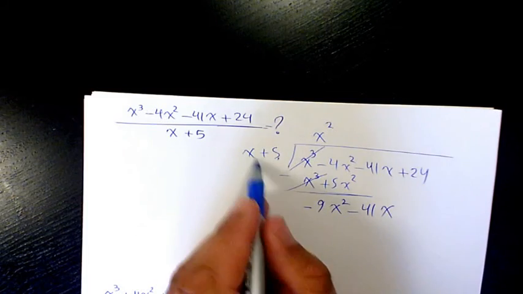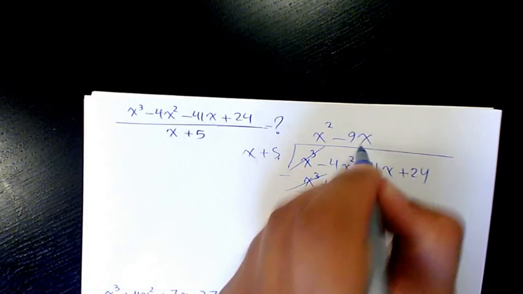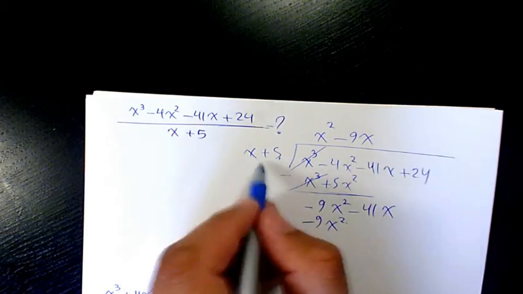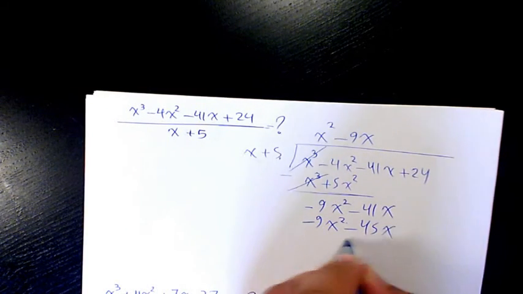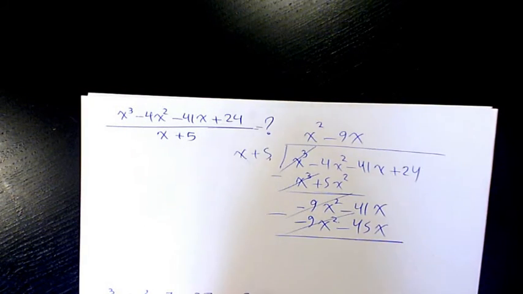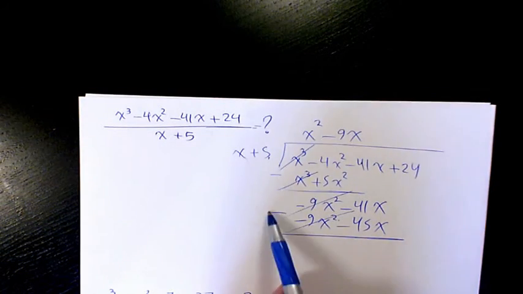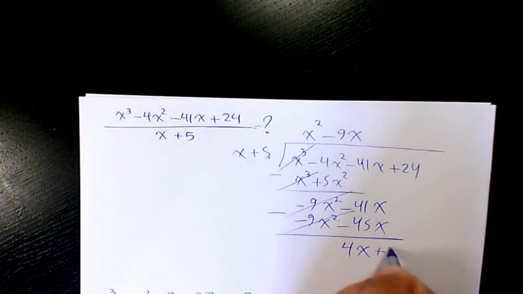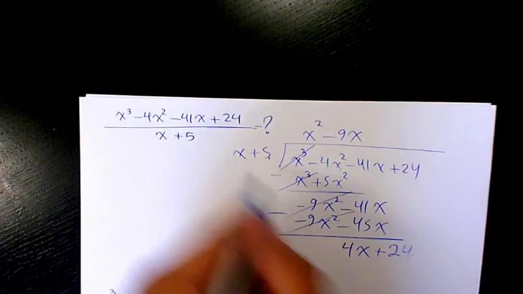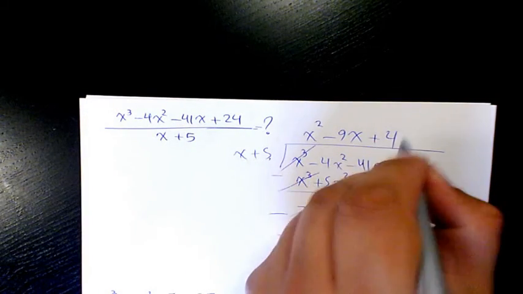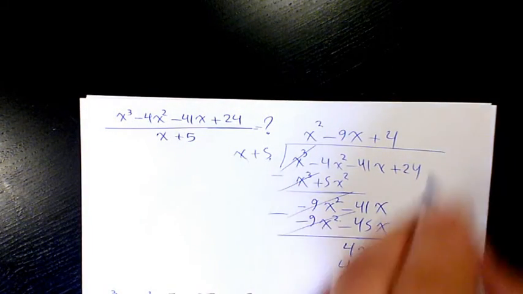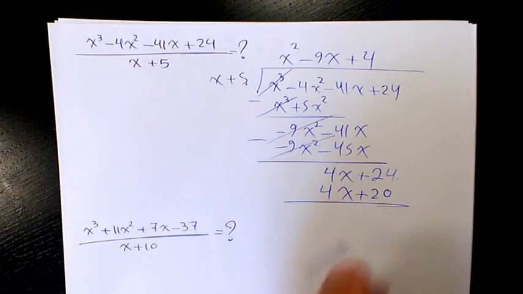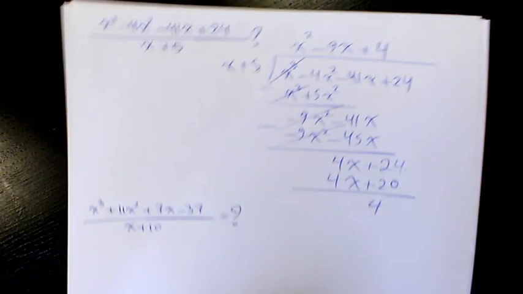Negative 9x squared divided by x is going to be negative 9x. Negative 9x times x is going to be negative 9x squared. Negative 9x times 5 is going to be negative 45x. When you subtract it, these two cancel out. Negative 41x minus negative 45x is going to be 4x, plus 24. 4x divided by x is going to be 4. 4 times x is going to be 4x. 4 times 5 is going to be 20. 24 minus 20 is going to be 4. That's the remainder.